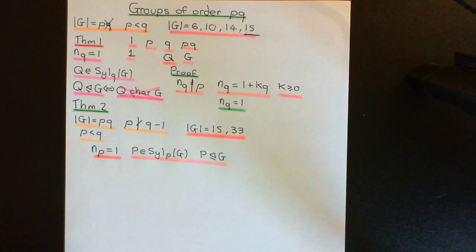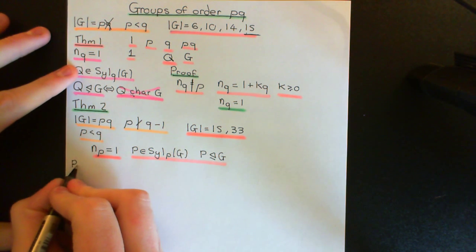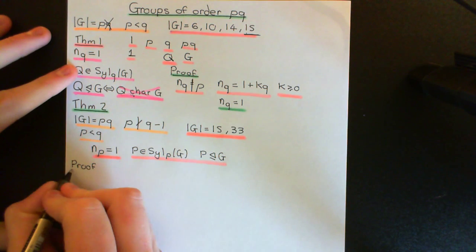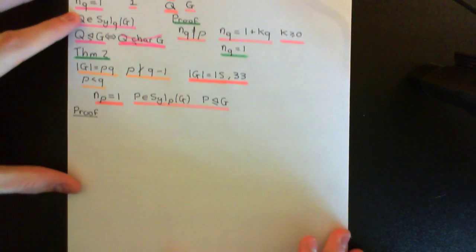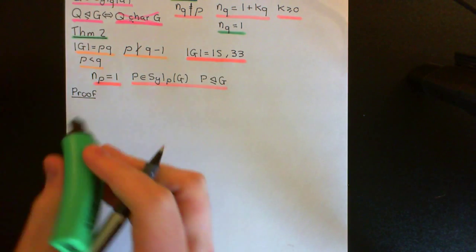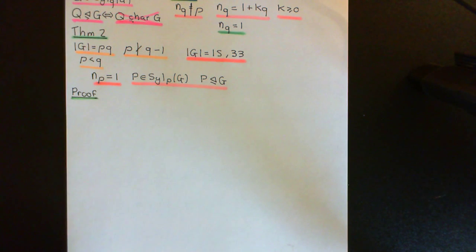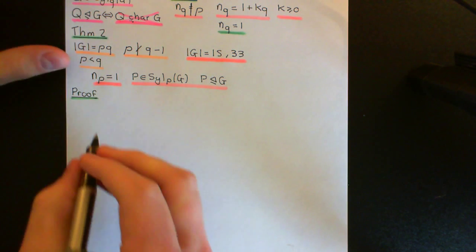So how can we prove that there will only be one Sylow P subgroup? Let's have the proof of this now. Again, it's a very simple argument, just using the third Sylow theorem. So I'll bring this up, and now we'll prove this. The third Sylow theorem, what does it tell us?